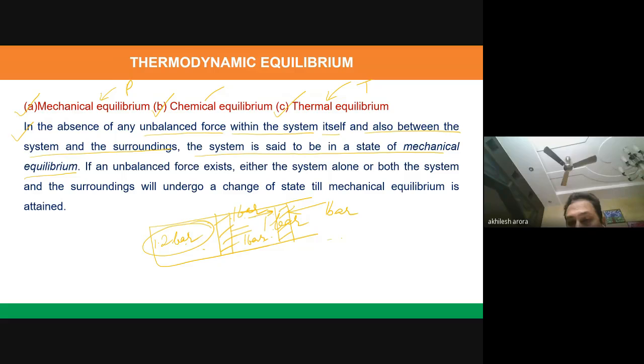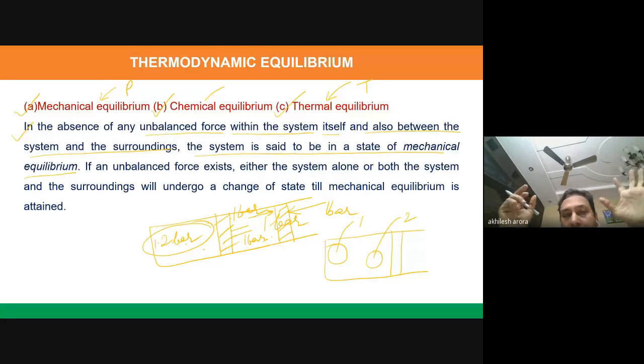Moreover, when we talk about mechanical equilibrium, if I take this particular location and this particular location, there should not be any pressure differential between these two locations. It should not happen that the pressure here is 1 bar and the pressure here is 2 bar. That pressure differential should not exist within the system itself also. Only then the system is said to be in mechanical equilibrium. That means there should not be any unbalanced forces.